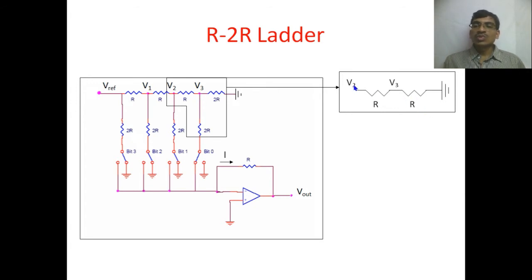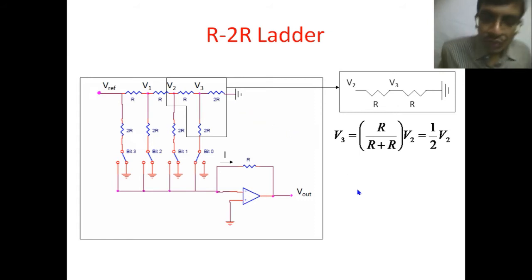If V2 is the voltage given to the circuit, then V3 is nothing but the voltage across this lower resistance, right? So the formula is applied voltage times the resistance across by the total resistance. Therefore, the voltage at node 3 can be calculated as V3 is equal to R by R plus R into V2, which is equal to 1 by 2 V2. Here you see the voltage at V3 is half of V2, 1 by 2 into V2.